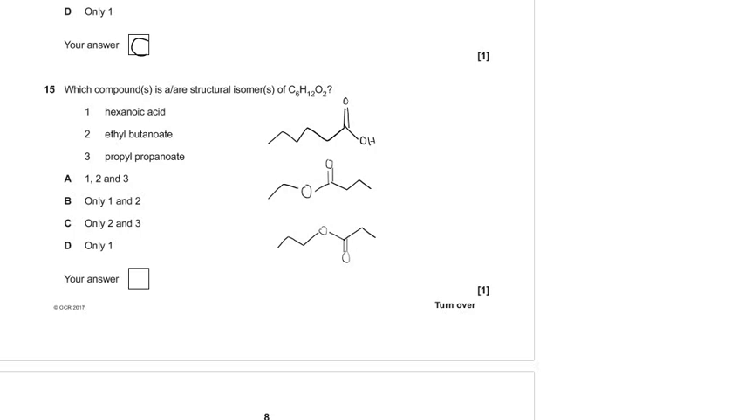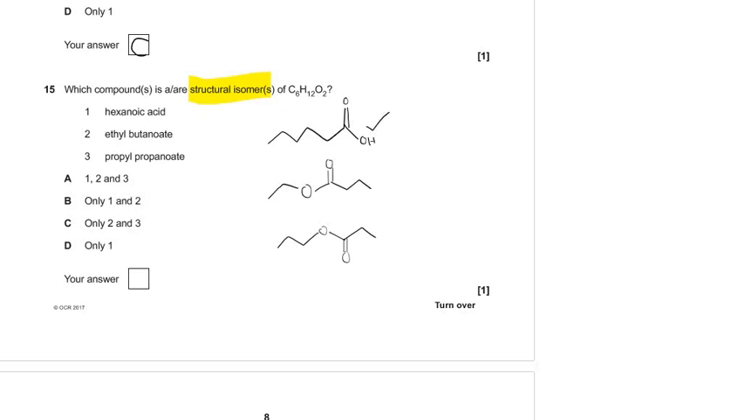And then it's saying, so which of these basically have the formula C6H12O2? Because remember, structural isomers have the same molecular formula but different structural formula. That's one of those definitions that we really need to learn. So same molecular formula, different structural formula. So we can see here that this has got 1, 2, 3, 4, 5, 6 carbons, 2 oxygens, and 1, 2, 3, 4, 5, 6, 7, 8, 9, 10, 11, 12 hydrogens.